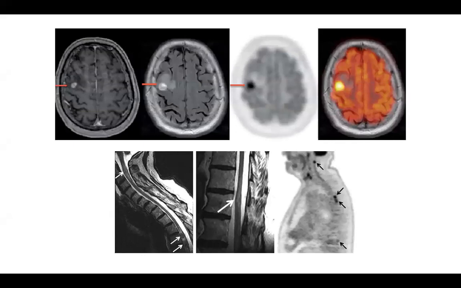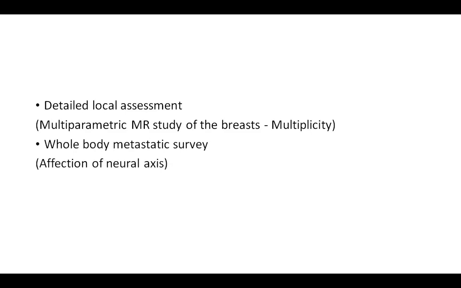Furthermore, this patient showed brain metastasis together with intraparenchymal lesions seen within the cervical and dorsal cord. So in this case, we can see the detailed local assessment showing the multiplicity or multicentricity of the lesions implicating the upper and lower lateral quadrants of the right breast, together with the whole body metastatic survey with accurate assessment of the neural axis affection.